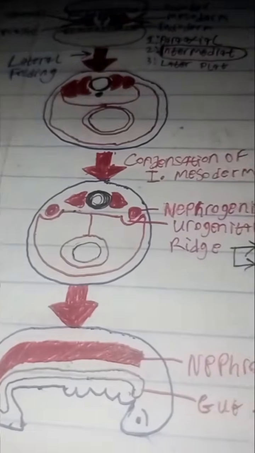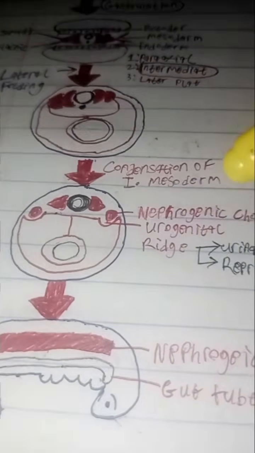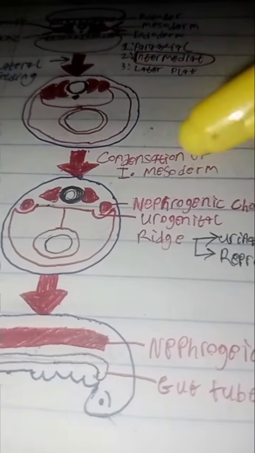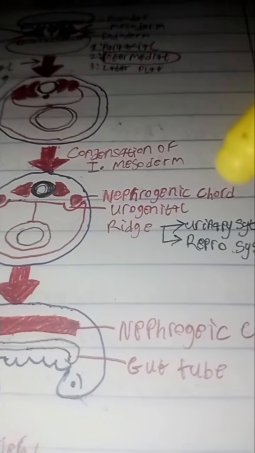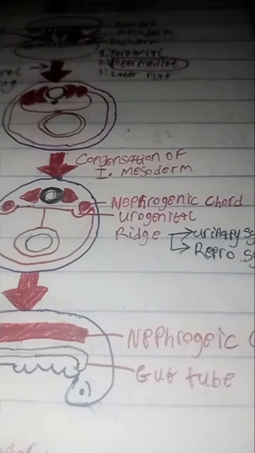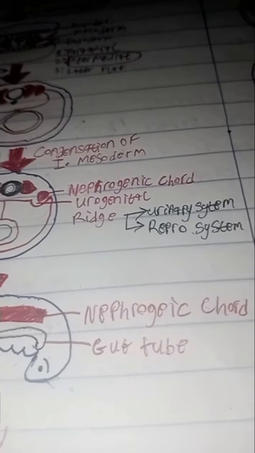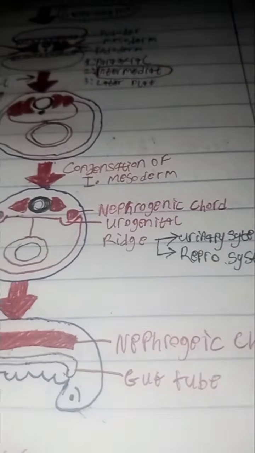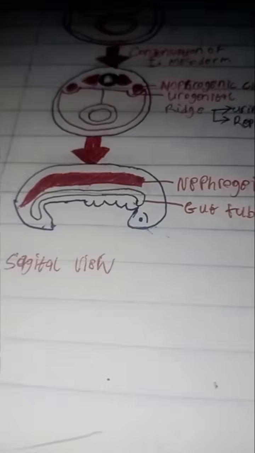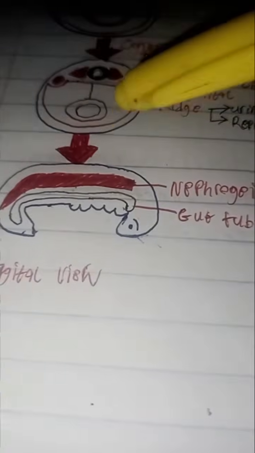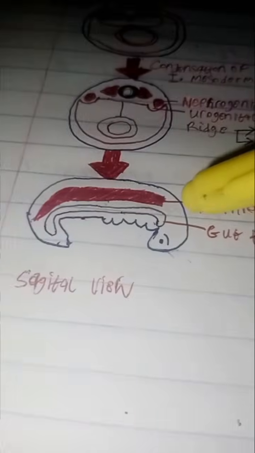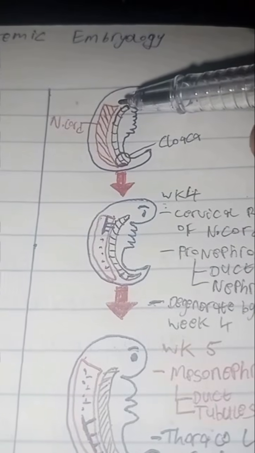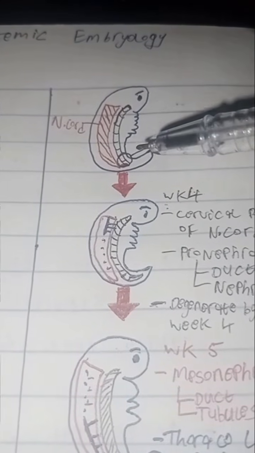Now, after the lateral folding, what happens is there's a condensation of the intermediate mesoderm. This condensation forms the urogenital ridge and the nephrogenic cord. This urogenital ridge gives rise to the urinary system and the reproductive system. Now, this is the sagittal view of the whole thing. You can see this nephrogenic cord here. And close to it, we have the gut tube. Still on the sagittal view, you can see the nephrogenic cord and the gut tube connecting at the cloaca.